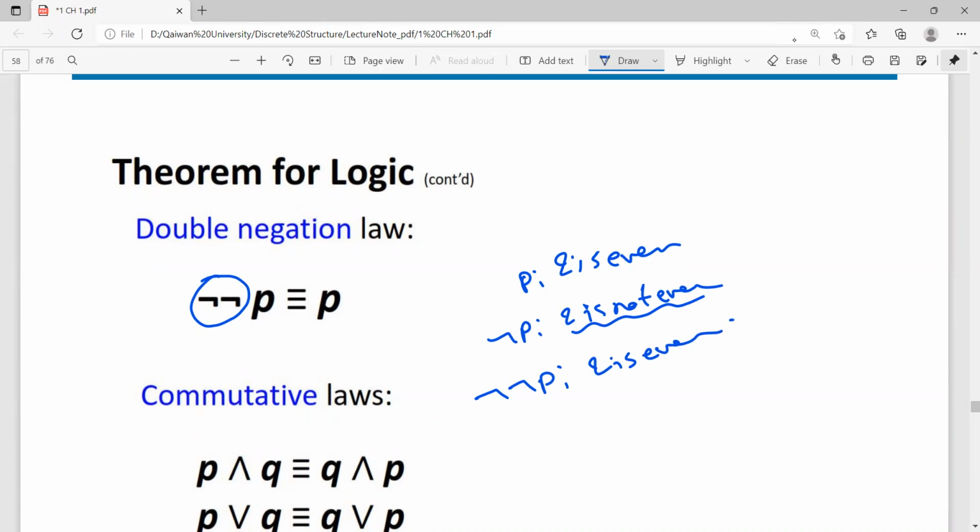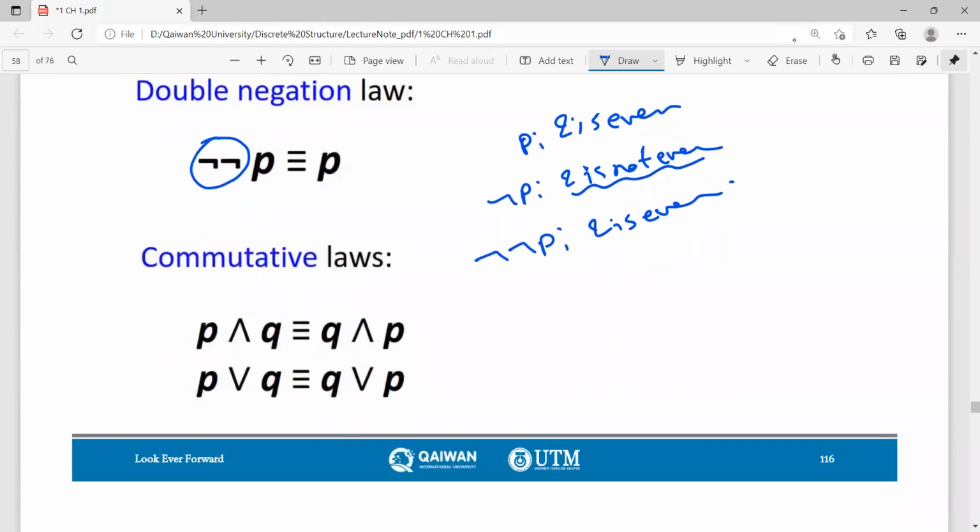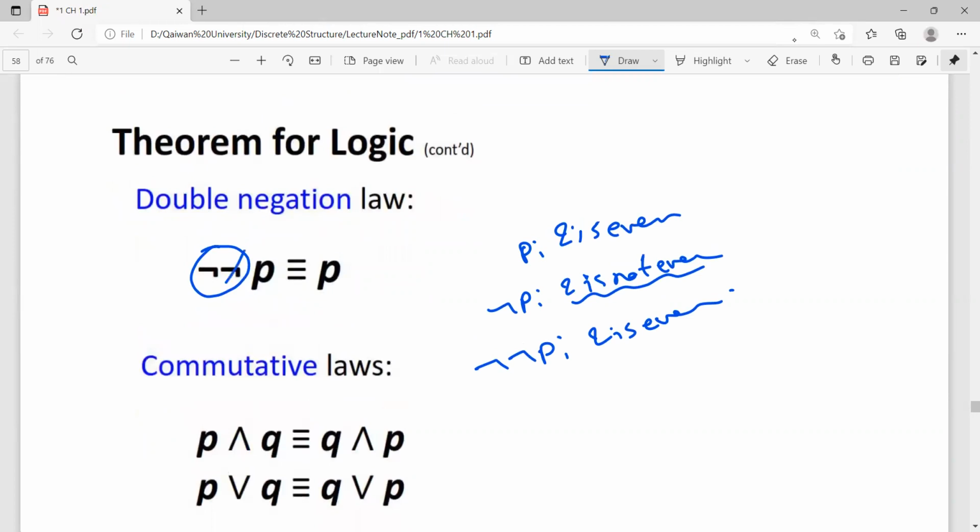So the negation of negation cancel each other. These two negations cancel each other if they come right after each other. But in this case, if you have, let's say, negation of P or negation Q, here we cannot cancel out these two. You must enter this into the bracket, then cancel out the one which we give to negation Q.